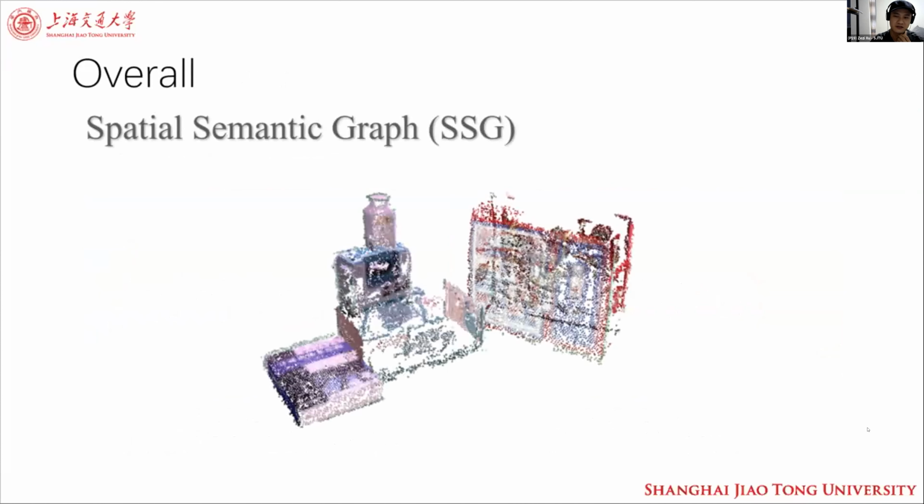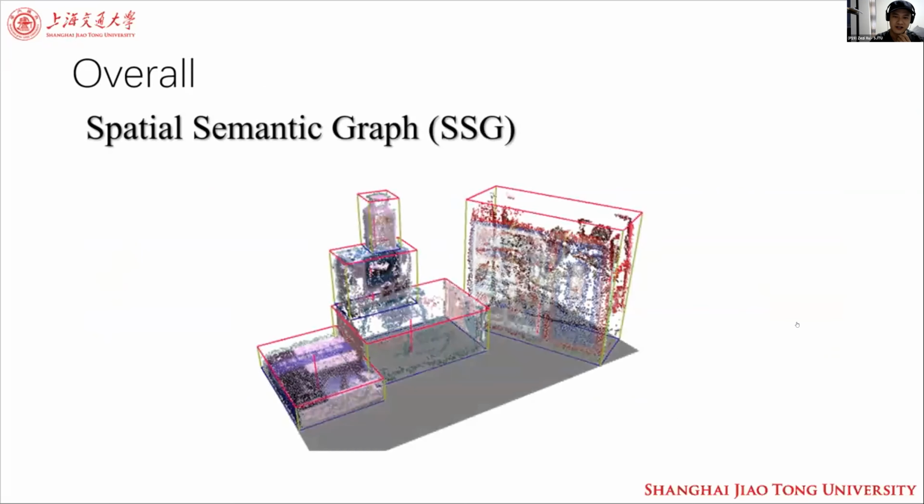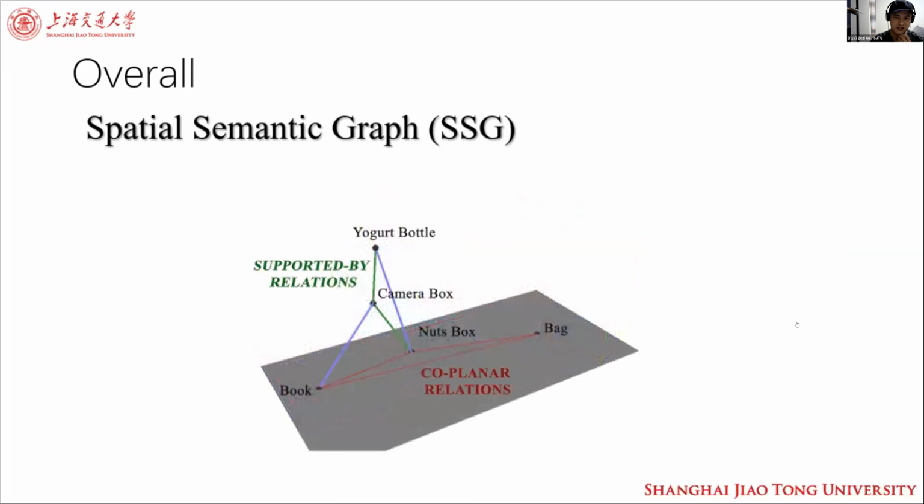SSG, of course, is a graphical data structure. It is directed, and the vertices or nodes are the semantic objects or derived planes. And well, the edges are the spatial relations connecting the related vertices. Using SSG, the spatial relations among objects could be clearly organized.